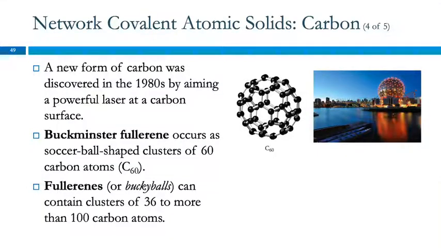There are lots of other forms of carbon that are relatively new. Back in the 1980s, people messing around with lasers, shooting lasers at carbon surfaces, discovered what's commonly known as a buckyball. It's a whole category called Buckminster fullerenes. These are soccer ball-shaped clusters of 60 carbon atoms. It's really kind of crazy. Fullerenes, or buckyballs in general, can be from 36 carbon atoms up to over 100 carbon atoms.